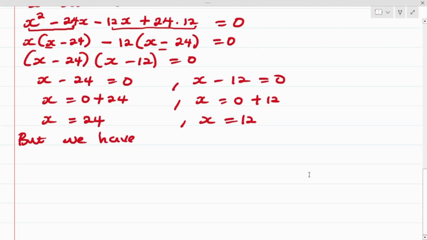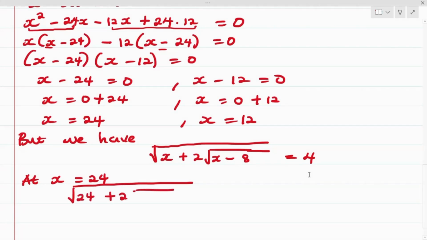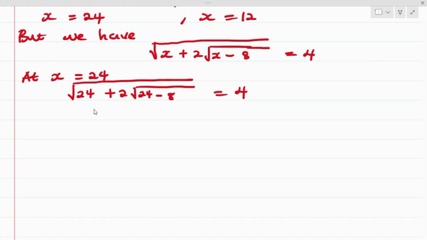But you want to note that the original expression is given as √x + 2√(x - 8) = 4. So at x = 24, we have √24 + 2√(24 - 8) = 4, and 24 - 8 gives us 16.